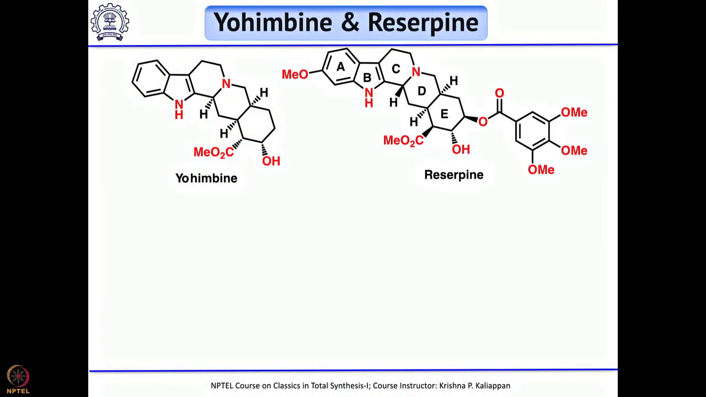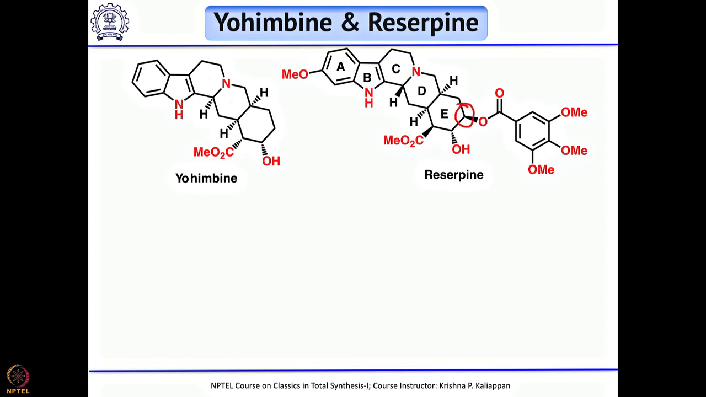And we have been talking about total synthesis of various alkaloids, and we will continue our discussion on total synthesis of one more alkaloid, a well known alkaloid called Reserpine. So if you look at Reserpine and Yohimbine, another alkaloid, you can find some commonalities between these two. They are pentacyclic compounds, and only Reserpine has more substituents. Basically, it has one more substituent here.